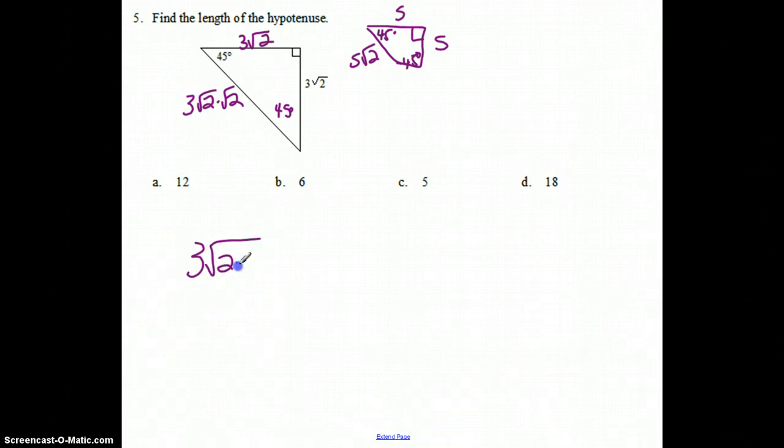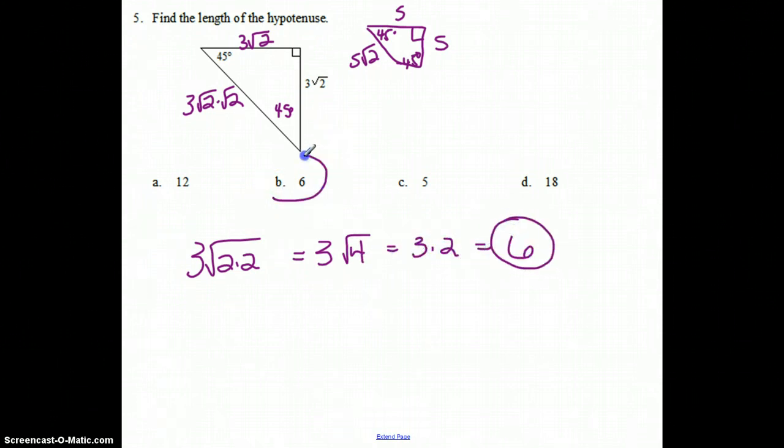So I'm going to put them both underneath, which would be 4. Square root of 4 is 2, which would give me 6. My answer is B.